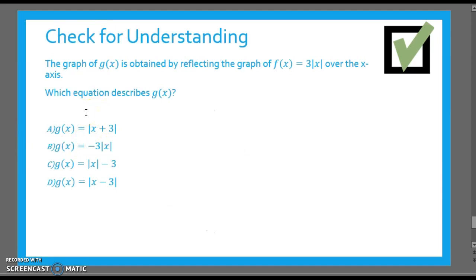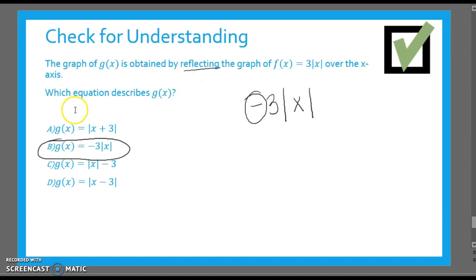So the graph of g of x is obtained by reflecting the graph of 3 times the absolute value of x over the x-axis, which is the equation. So when I want to reflect it, I multiply the whole thing by a negative. So this is what we're looking for. We're looking for a negative out front. So B is our correct answer. Everything else is a horizontal shift, vertical shift, horizontal shift. This is the only one where I have multiplying for reflecting, and that's right there.